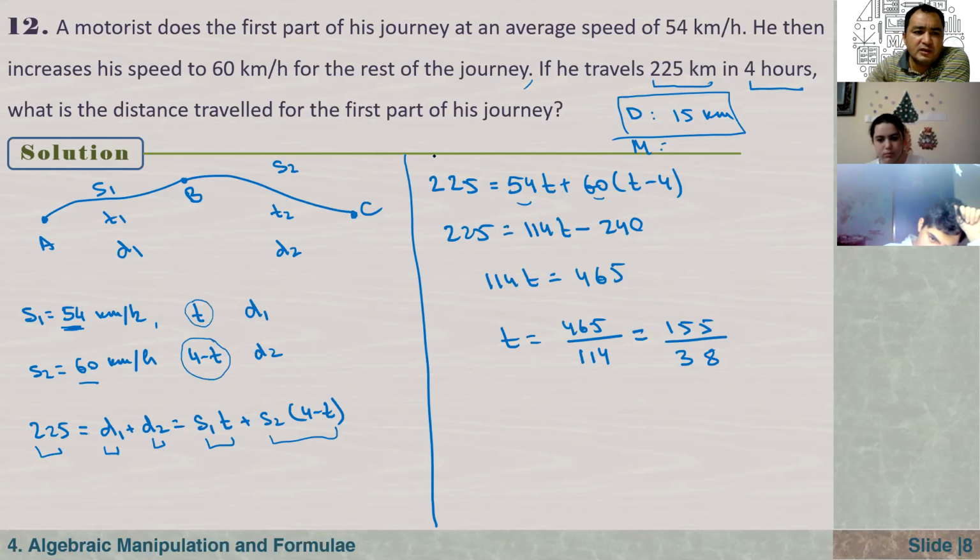Now, what is the question? What is the distance traveled for the first part of the journey? So that means that we need to find d1, right? d1 equals, what is it? 54 times t. What is our t? 155 over 38. So that's equal to 155 times 54, divided by 38, let's say, is equal to something.